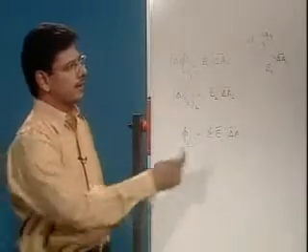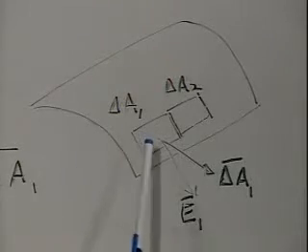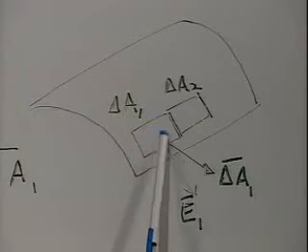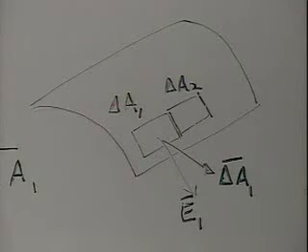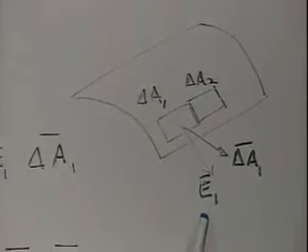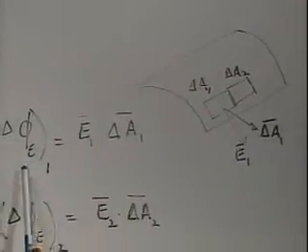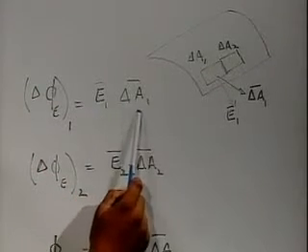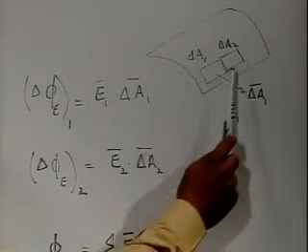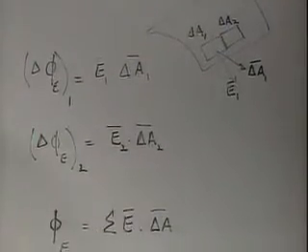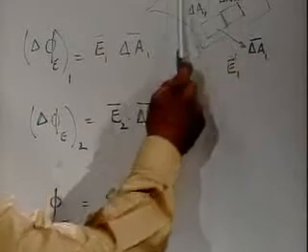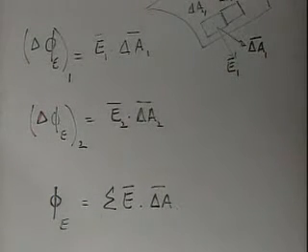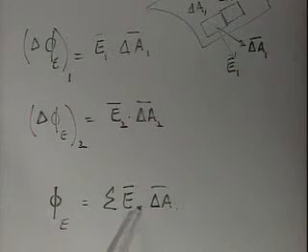Here you see this irregularly shaped surface. This has been divided into a number of patches. Here you can see two patches, delta A1 and delta A2. The electric field intensity through delta A1 is E1, and therefore the electric flux for this patch, delta phi 1, is equal to E1 dot delta A1. Similarly, the flux for the second patch is delta phi 2, which is equal to E2 dot delta A2. Now when I add the individual fluxes, I get the total flux phi E equal to sigma E dot delta A.